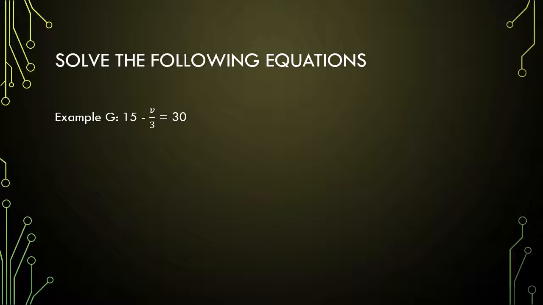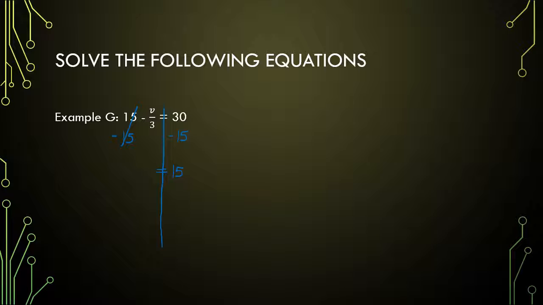For example G, we're solving 15 minus v divided by 3 equals 30. In this case, our division is not covering the whole side. So like normal, I'm going to get rid of my addition or subtraction first. We have a positive 15. To get rid of positive 15, we will subtract 15. On the left side, then 15 minus 15 would end up canceling. On the right side, we're also subtracting 15, and 30 minus 15 will give us 15.